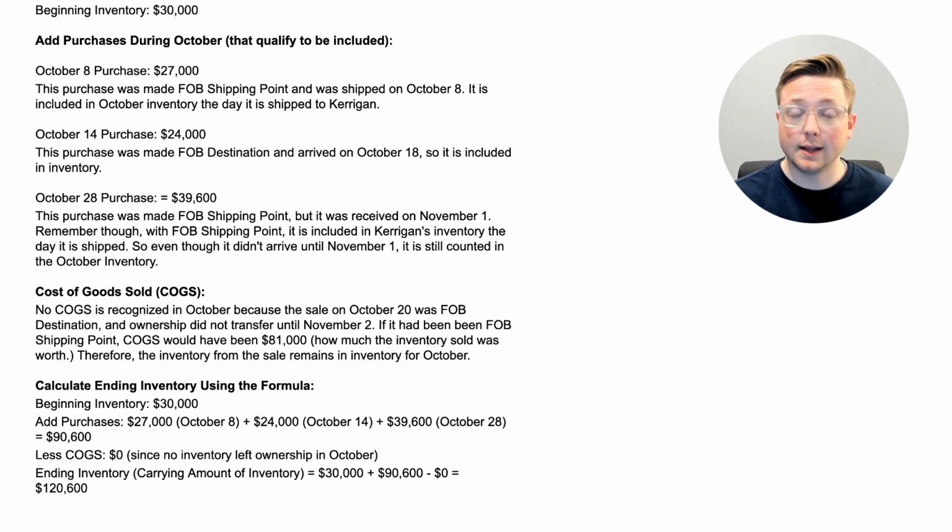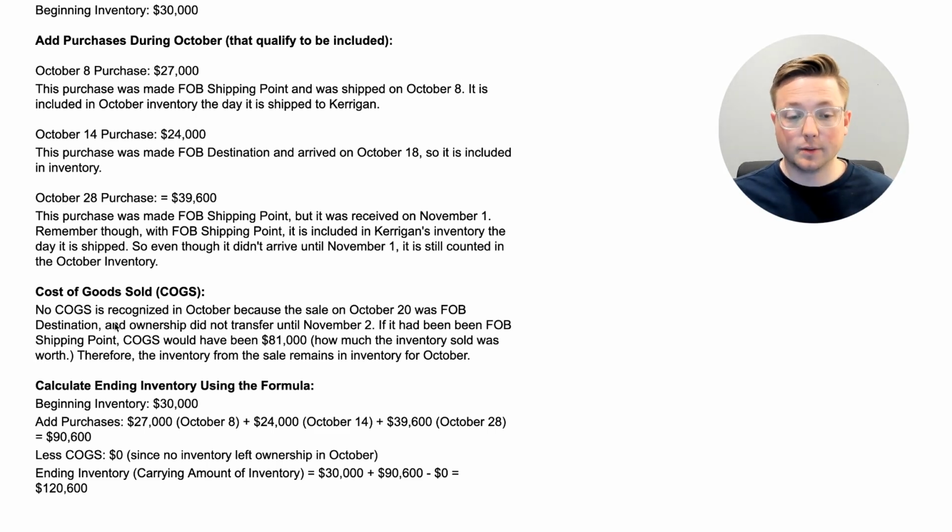Now for the October 28th purchase, that one was $39,600. This was FOB shipping point. Now, this could have been a little bit confusing, especially because it didn't say a specific date that it was shipped, but the fact that it was received on November 1st, you would probably assume that it was shipped on a previous day to November 1st. Now, of course, we're assuming there, and I don't love doing that, but you can assume that this was shipped in October. Since this was shipping point and it was shipped in October, that means that even though they didn't receive it until November, that is going to be included in their inventory.